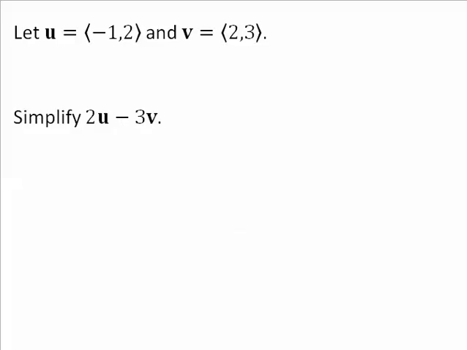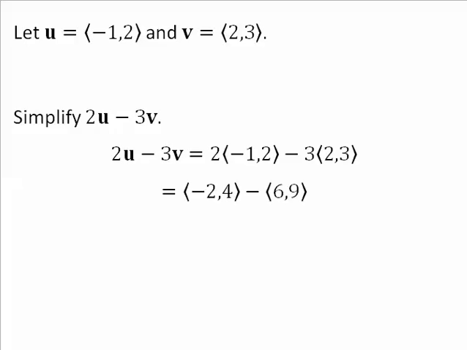Simplify 2u minus 3v. I find twice u, I find 3 times v, and I subtract. Subtracting, I get -8, -5.